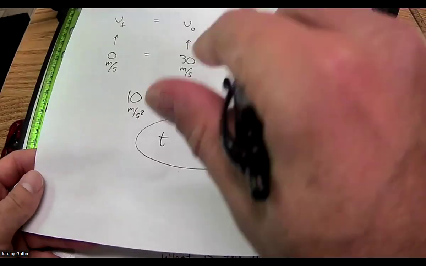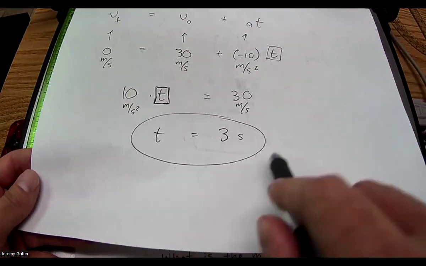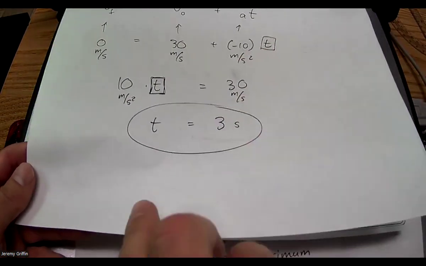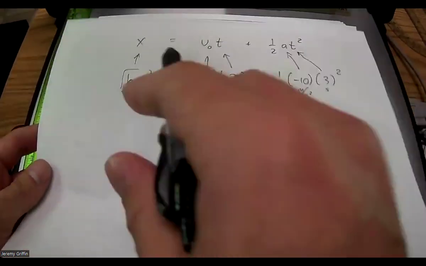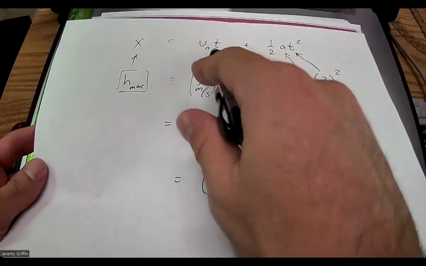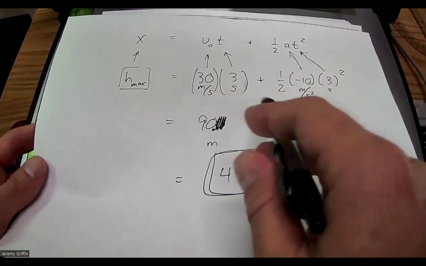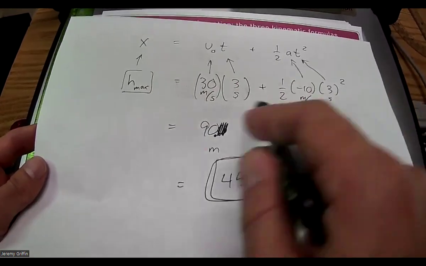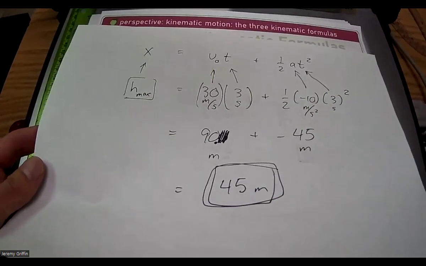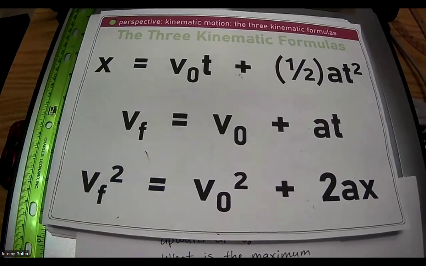I can use the second kinematic formula to solve for time. I'm gonna get 3 seconds. It takes 3 seconds to go to the peak. And then once you've got that, go to the first kinematic formula, plug in 3 seconds and all the other numbers. If you're that fast, gravity's pulling down that much, you still get 45 meters. So that's a different way to go about it.